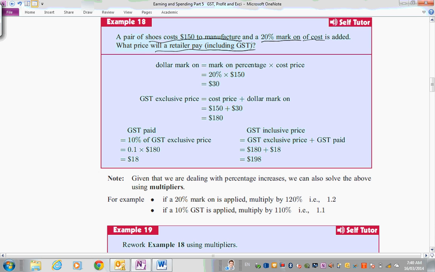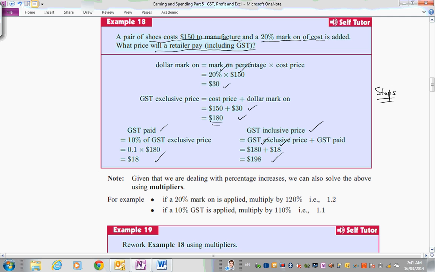So let's work it out. 20% of 150 is $30, so it'll be added on. Added on is 180. Then you've got to do GST. GST is 10% of this price here, which is $18. So the final price inclusive of GST is 180 plus 18, which is $198. So do you want to write those steps down now? Note them down in your book, perhaps, so that you can see.